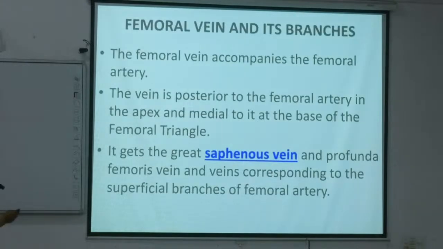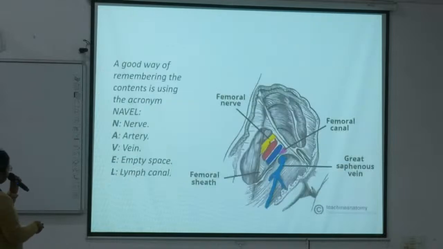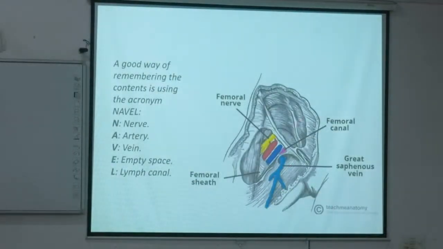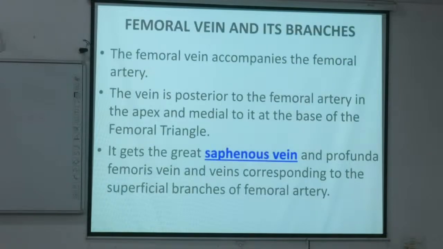Next, and previous one. See, this is the great saphenous vein, superficial branch. The veins corresponding with the superficial branches of the femoral artery are draining into this great saphenous vein. And this great saphenous vein ultimately drains into this femoral vein. Okay. Next.